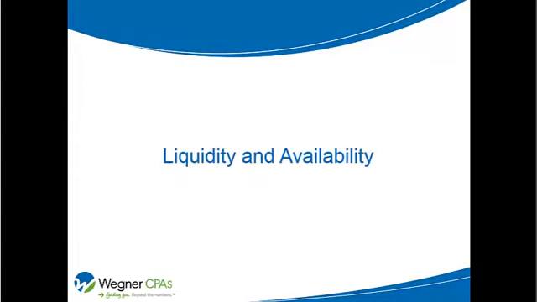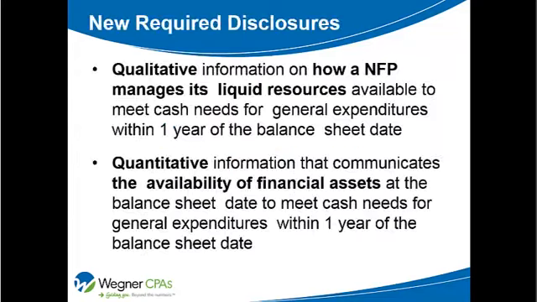All right, so that was the first change on net assets. Now we're going to move on to liquidity and availability. So there are new required disclosures over liquidity and availability. The first one is you must have qualitative information on how your nonprofit entity manages its liquid resources.